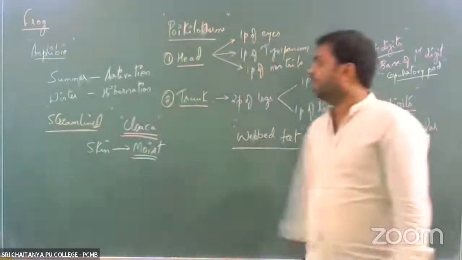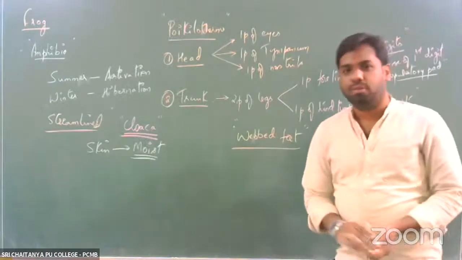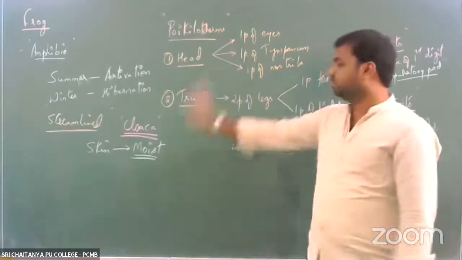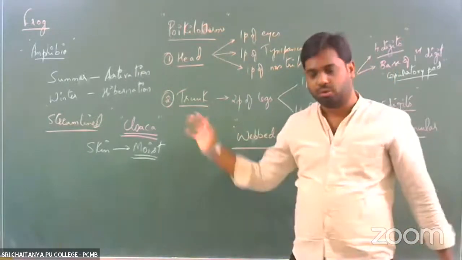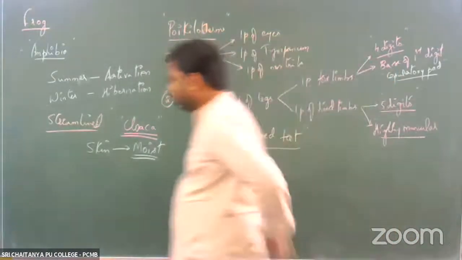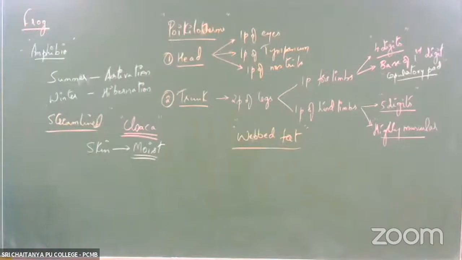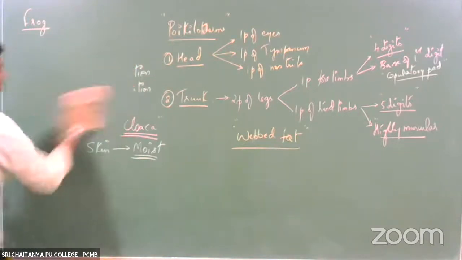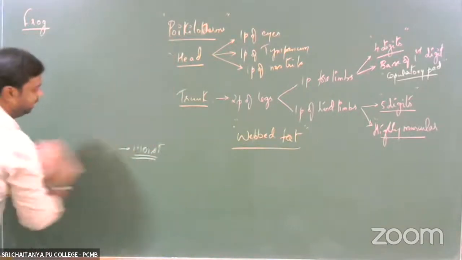Right? So this is what we have in brief with the morphology of this organism, which is called the frog. Once we are done with the morphology of the frog, let us now take up the anatomy of the frog. So let's begin with the first anatomy, which is the digestive system. We'll begin with the digestive system today, and we'll see how far it can be completed.